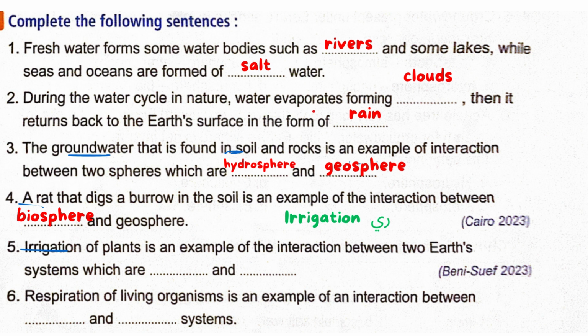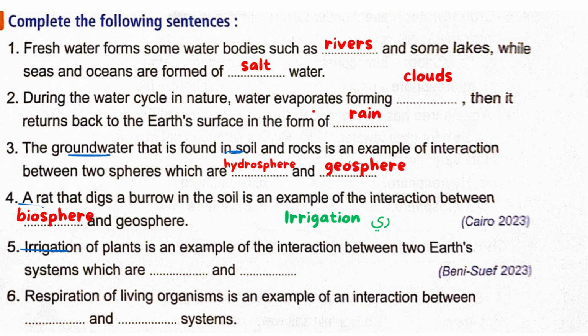Here we have another question. Irrigation. Do you know irrigation? Irrigation means watering plants, but in a large field. So this is irrigation. We use irrigation to water the field. Okay.